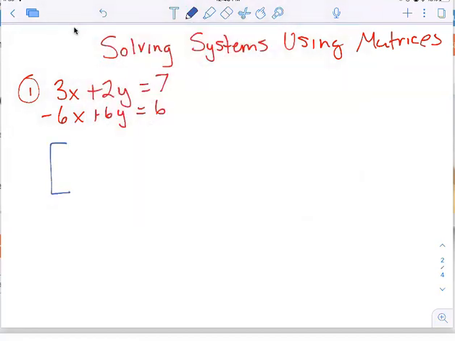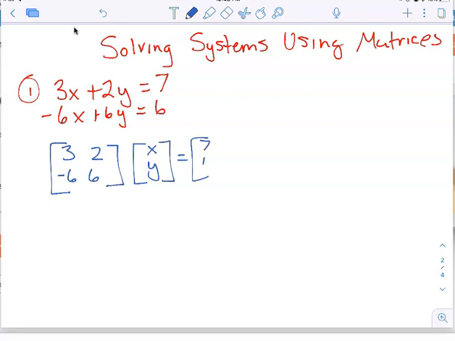And the way we do that is in one matrix we write our coefficients, so 3, 2, negative 6, and 6. Our next matrix is our variable matrix, and that equals 7, 6. Because if you remember, when you multiply matrices, row by column, this is 3 times x, so our 3x, plus 2 times y, equals 7. And then our bottom one, negative 6 times, it would be second row times that thing. So negative 6x plus 6y equals 6. So we can write it as a matrix.